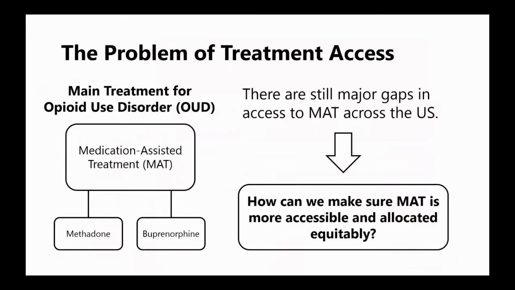So the main treatment for opioid use disorder is medication-assisted treatment, or MAT. In particular, the medications used for this are methadone and buprenorphine. These two medications are specifically used for maintenance treatment, which means that patients need to take these medications at regular intervals and then wean off of them in order to be successfully treated for opioid use disorder. But a major issue with this is treatment retention. If a patient is really far away from a treatment facility, they're not likely to stay on this treatment. And there are still major gaps in access to MAT across the United States. So this begs the question, how can we make sure MAT is more accessible and allocated equitably?